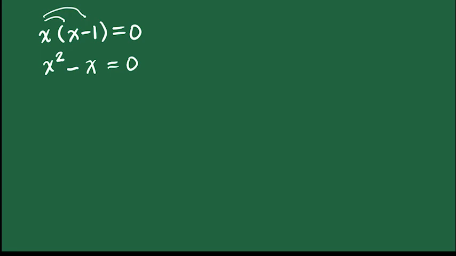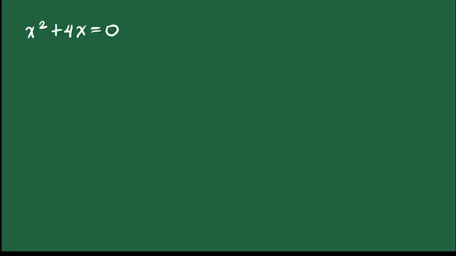So this is now obviously a quadratic equation. It is also in the standard form. The quadratic term comes first, the linear term follows, and since we do not have a constant term, that means our constant term, which is c, is equal to 0. In this example, we have x squared plus 4x equals 0. It is a quadratic equation in standard form, even though the constant term is 0.